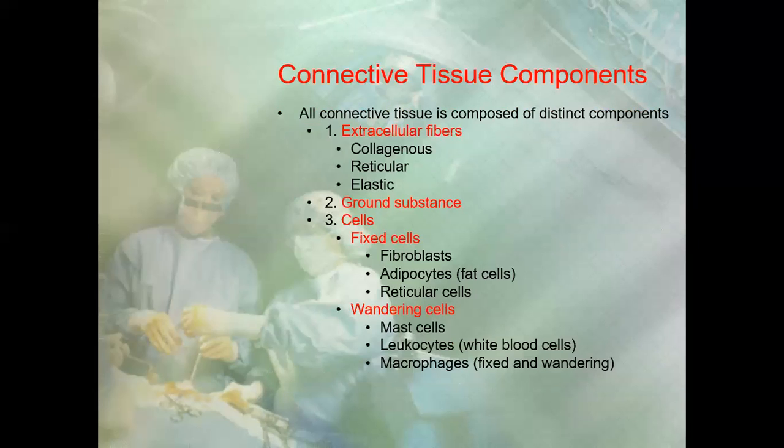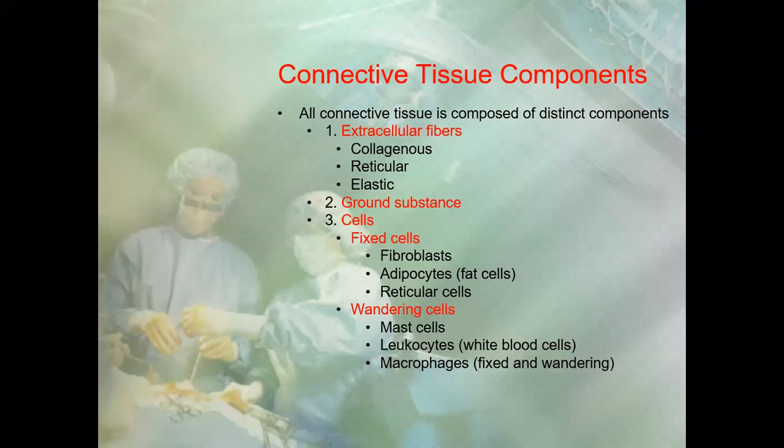All right, so let's get back into connective tissue. So these are all of the components that make up a connective tissue. We have our extracellular fibers. And we're going to go through each of these individually, so you do not have to be furiously writing down this whole list. We're going to go through each of these.